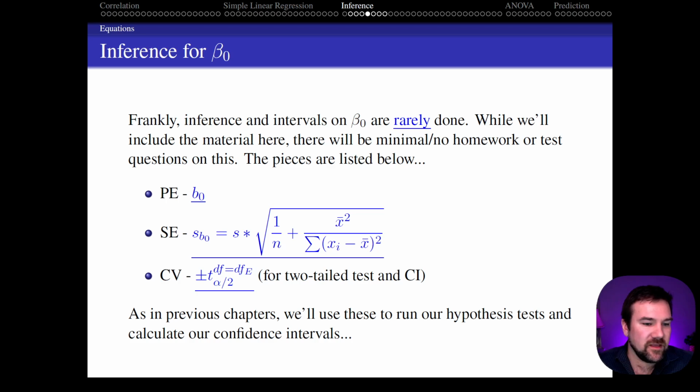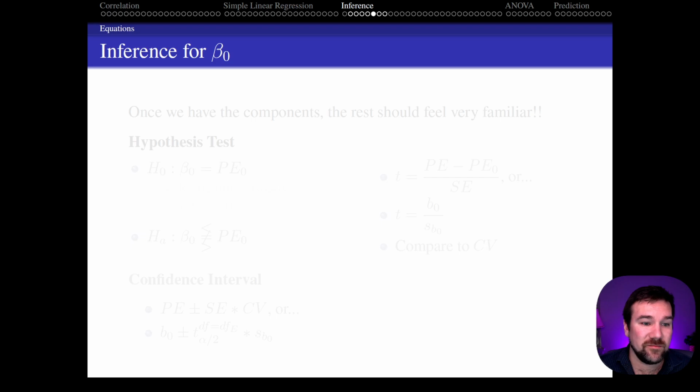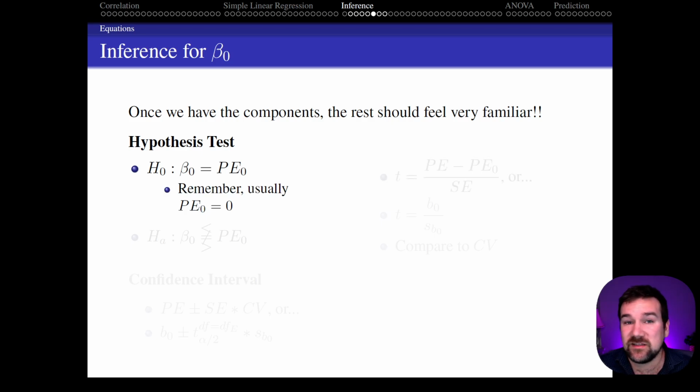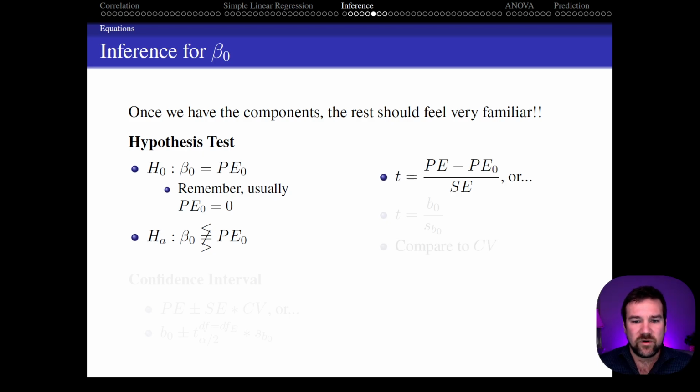All right, so PE sub 0, SE sub 0, and CV. These are the pieces that I need to go on and build my stuff. The rest is going to feel very familiar. And honestly, y'all, I'm not going to make a big fanfare of it. The hypothesis test, we have the null hypothesis compared to PE sub 0. Remember, PE sub 0 is usually 0. The alternative hypothesis, greater than, less than, not equal to PE sub 0. Note I'm comparing the population value because my hypothesis tests are about the population values.